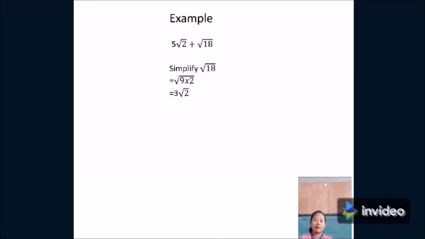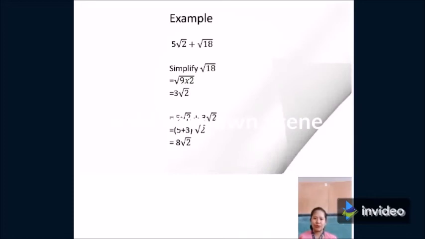So now, we can add 5 square root of 2 and 3 square root of 2. So what will be the answer? 5 plus 3 is equal to 8 and we need to copy square root of 2.